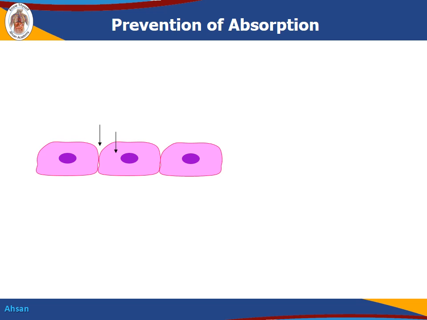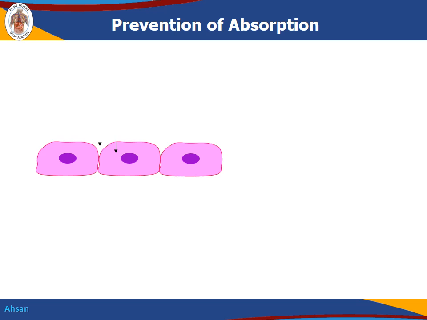Transitional epithelium has a special characteristic, that is, it prevents reabsorption. That's why it is present in the urinary tract. The urinary tract has to separate the urine from the blood, and this urine is collected for some time, which contains a very concentrated amount of harmful substances. So this epithelium prevents reabsorption.